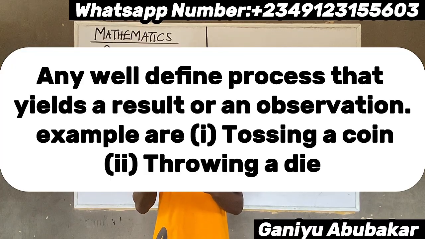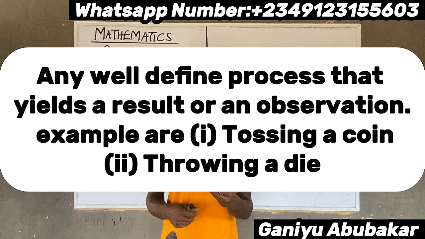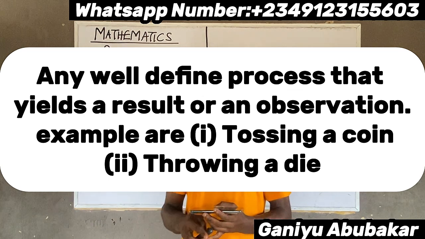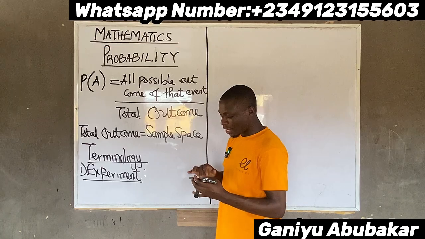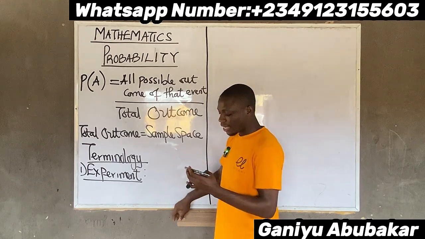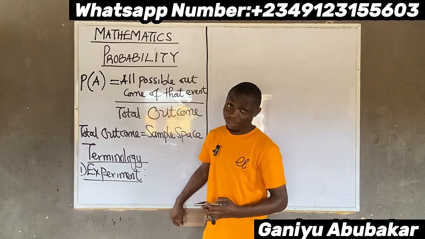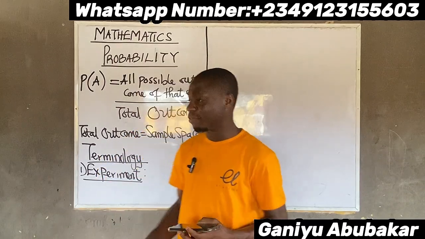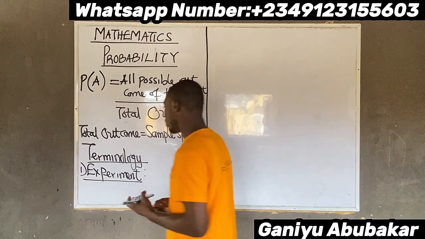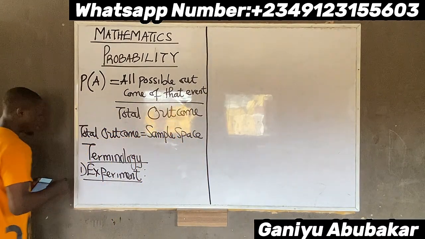Examples are tossing a coin, throwing a dice. So this is how you define experiment. Any process that yields a result or an observation is called an experiment. That's how you define the first terminology in the study of probability.